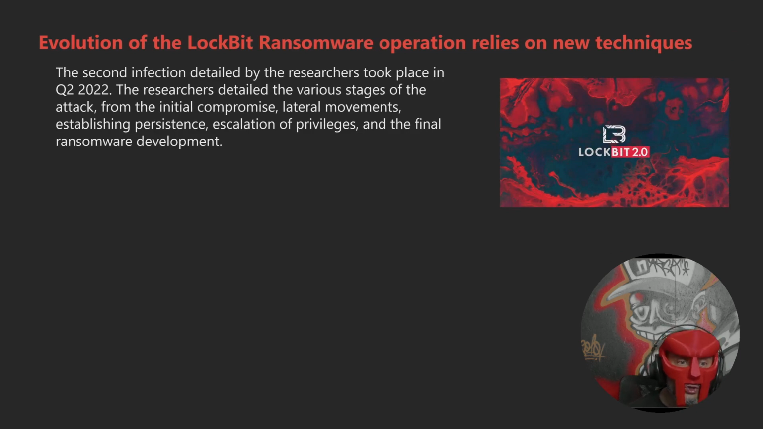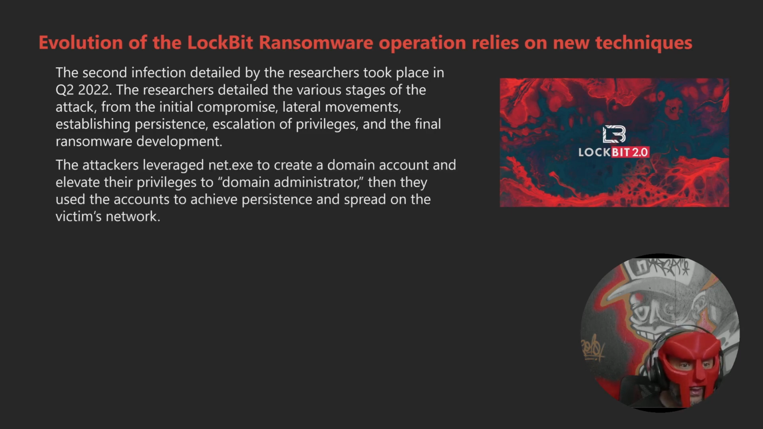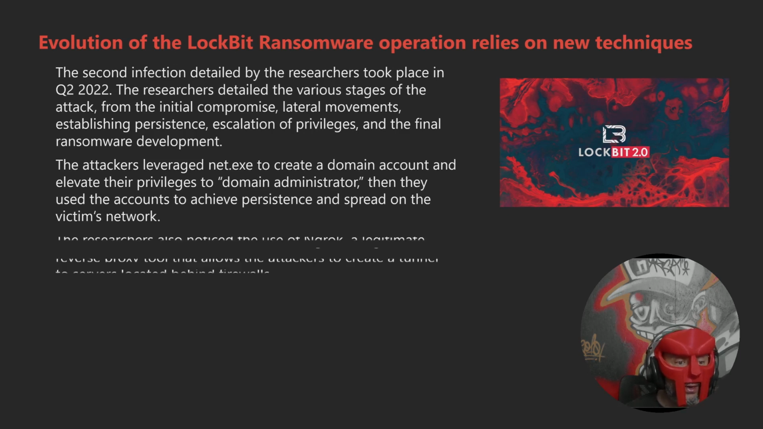The second infection detailed by the researchers took place in the second quarter of 2022. The researchers detailed the various stages of the attack, from the initial compromise, lateral movements, establishing persistence, escalation of privileges, and the final ransomware deployment. The attackers leveraged net.exe to create a domain account and elevate their privileges to domain administrator. Then they used the accounts to achieve persistence and spread on the victim's network.